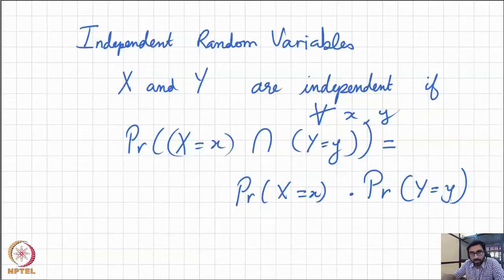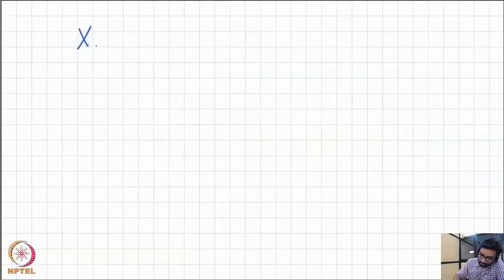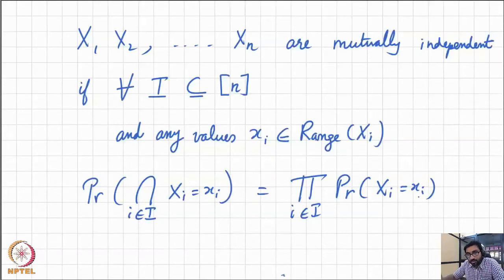Okay, and as one might expect, this notion extends to multiple random variables. So let's say we have random variables X1, X2, and so on up to Xn that are mutually independent. Again, if for every I that is a subset of the index set from 1 through n, and now for any values xi, where the xi's fall within the range of the individual random variable, say uppercase Xi, we have this independence condition holding true, which is that the probability of this giant intersection over all these events, that is X1 taking the value x1, X2 taking the value x2, and so on, all these events intersected together, equals the product of the individual probabilities.